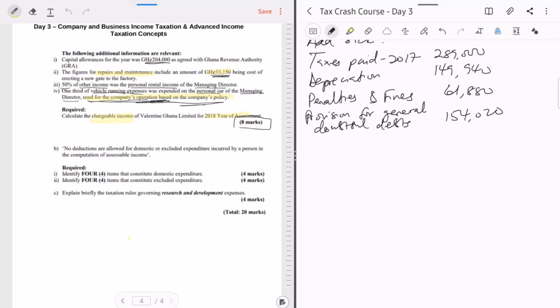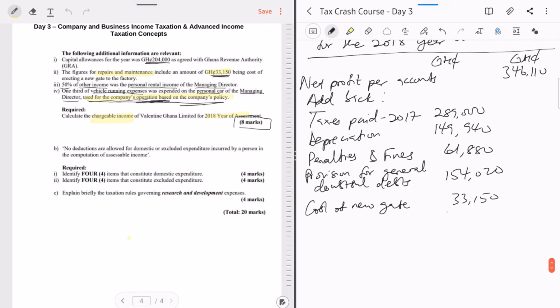So we just add back the cost of the new gate. How much is it? 33,150, right? So we can add these up. So that gives me, to calculator, 289,000 plus 149,940 plus 61,880 plus 154,020 plus 33,150.